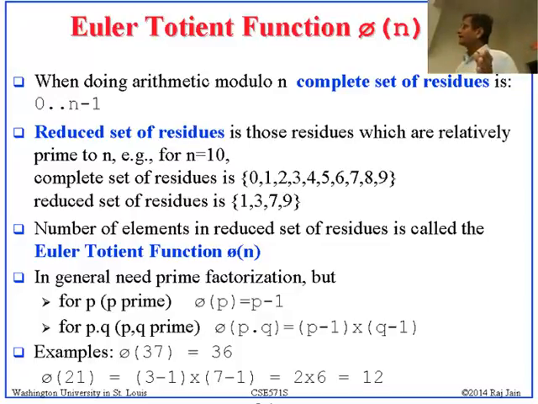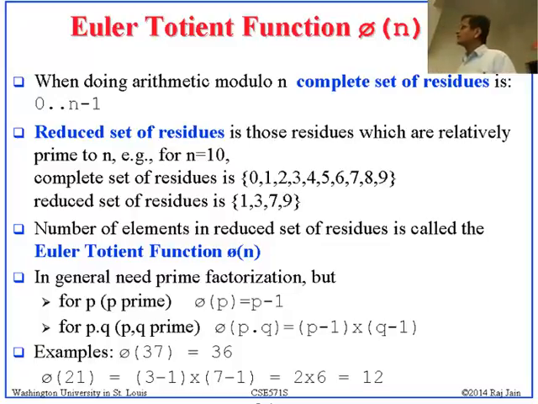But if you take only those residues which are relatively prime to n, then that is called the reduced set of residues. For example, the complete set of residues for 10 is 0 to 9, right? 0, 1, 2, 3, 4, 5, 6, 7, 8, 9. That is what you will get if your n was 10.